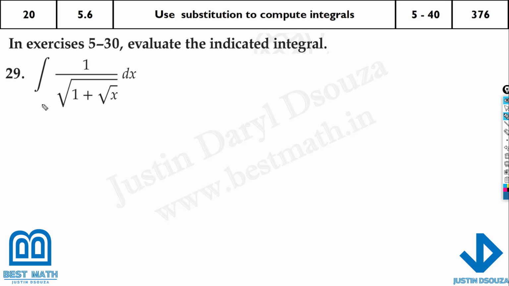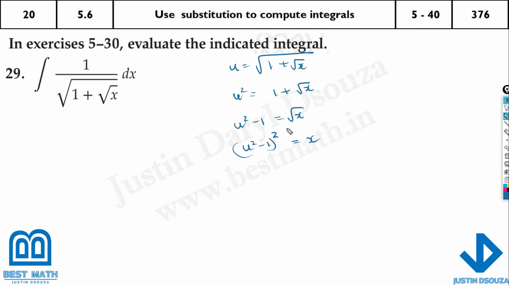So what you can do is assume the down thing entirely to be u, that is u is equal to square root of 1 plus square root x. And then we have to find dx. So first we'll find the x value. We will simplify everything, get x and then derive it. What I mean is, we'll square both the sides. It's going to be u squared equals 1 plus square root x. Take 1 to the other side, and u squared minus 1 is equal to square root x. Square again both the sides. It's going to be u squared minus 1 the whole squared is equal to x.